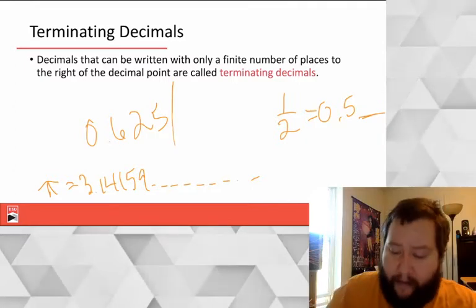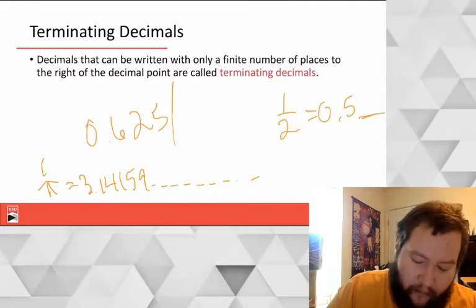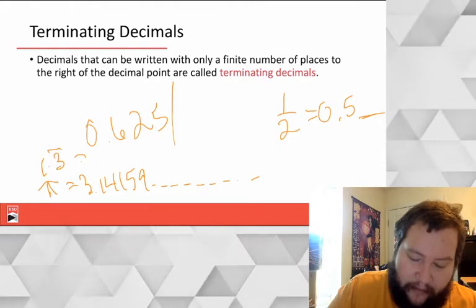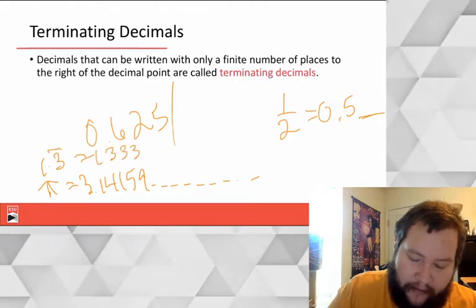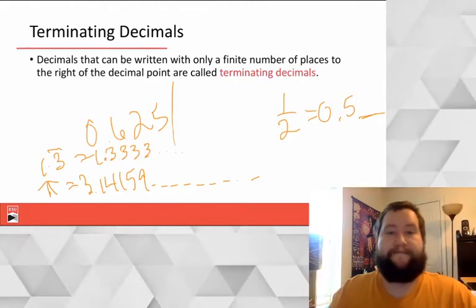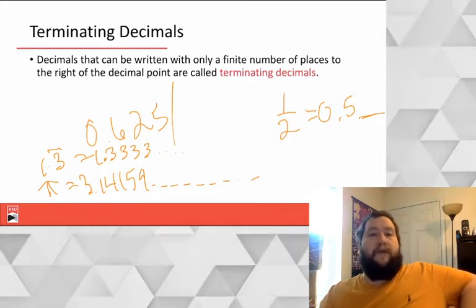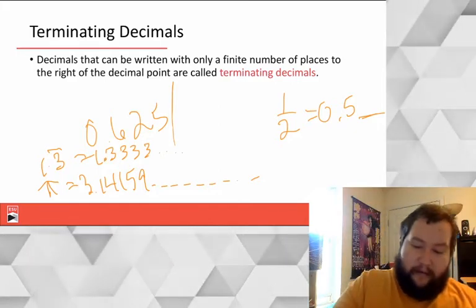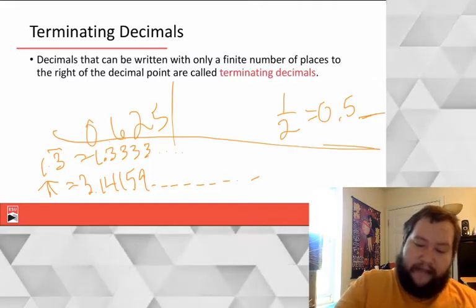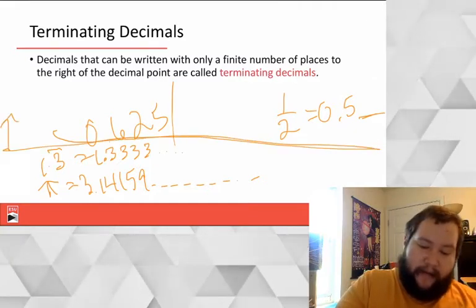Or even an easier one, 1.3 repeated, 1.3333, and it just keeps going. It never stops. Those, the ones above this line I just added, are called terminating.